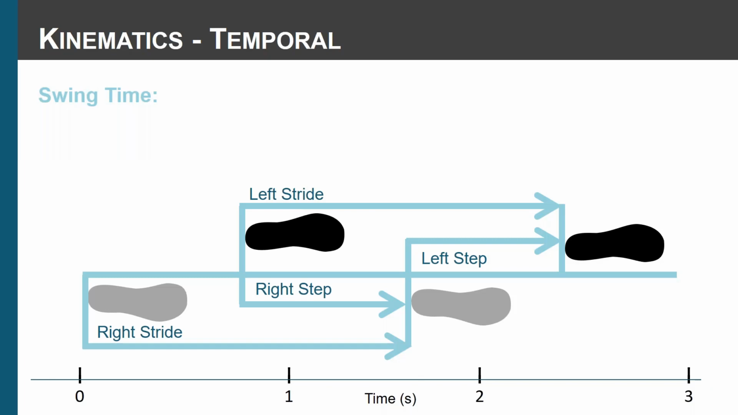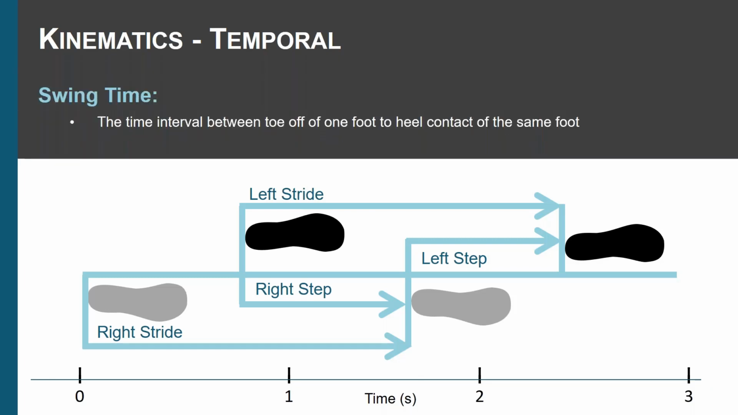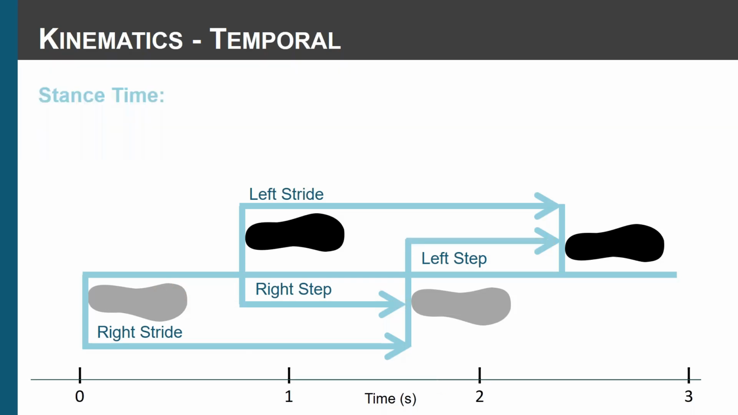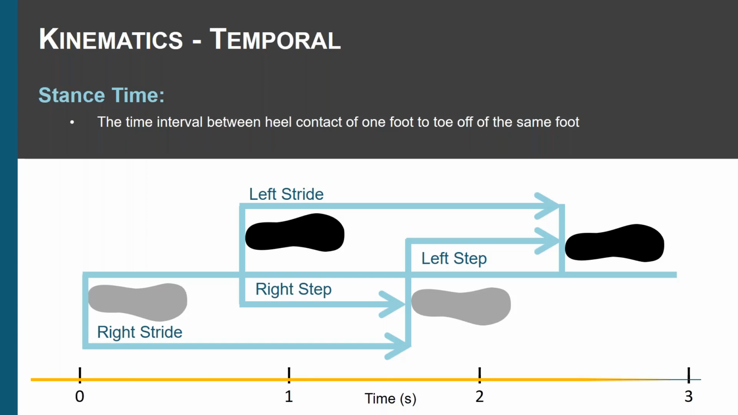And swing time is the interval between toe off of one foot to heel contact of the same foot. So the swing time is from the time that this foot is off the ground to the time it hits again. And finally, our stance time is essentially the amount of time that each foot is on the ground, so from the heel strike of the right foot to its toe off. Looking again at symmetry between the times between the left and the right.